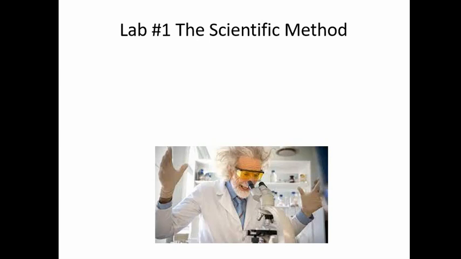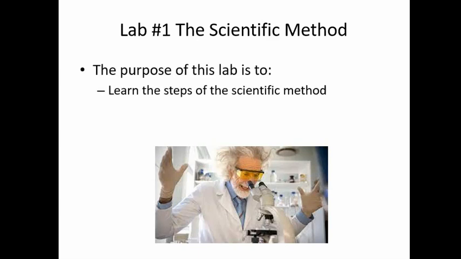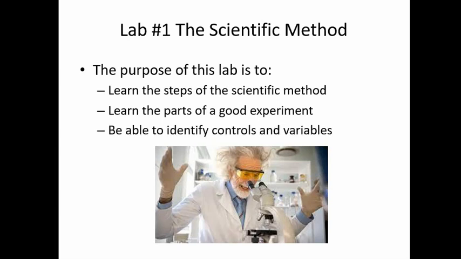This video helps us understand laboratory number 1 on the scientific method. The purpose of this lab is to learn the steps of the scientific method, learn the parts of a good experiment, and be able to identify controls and variables in experiments. There is no single rigid method that all scientists use. However, there are similar investigative processes.